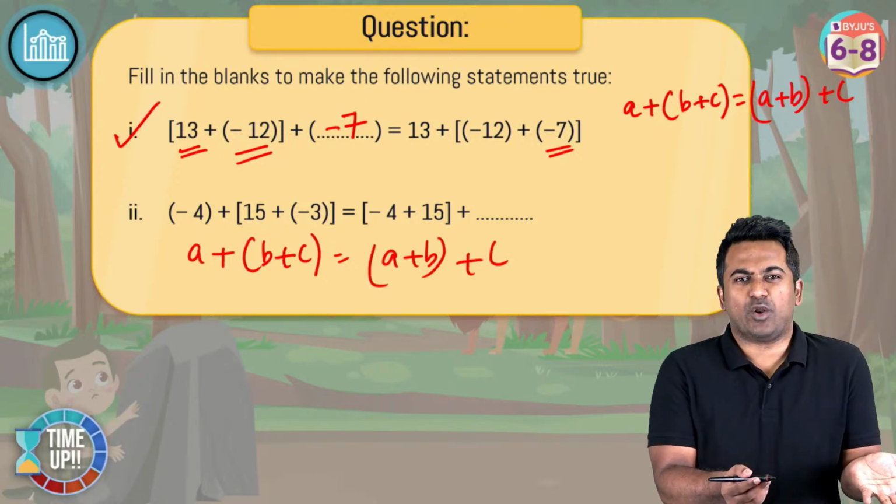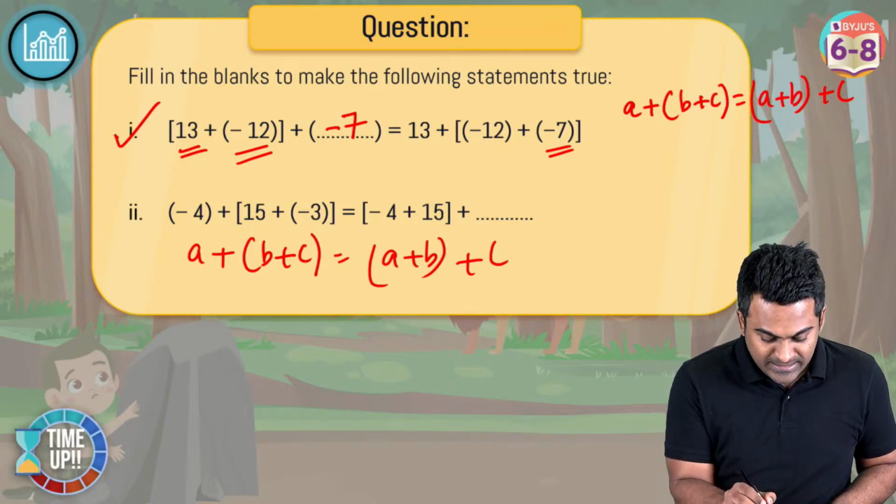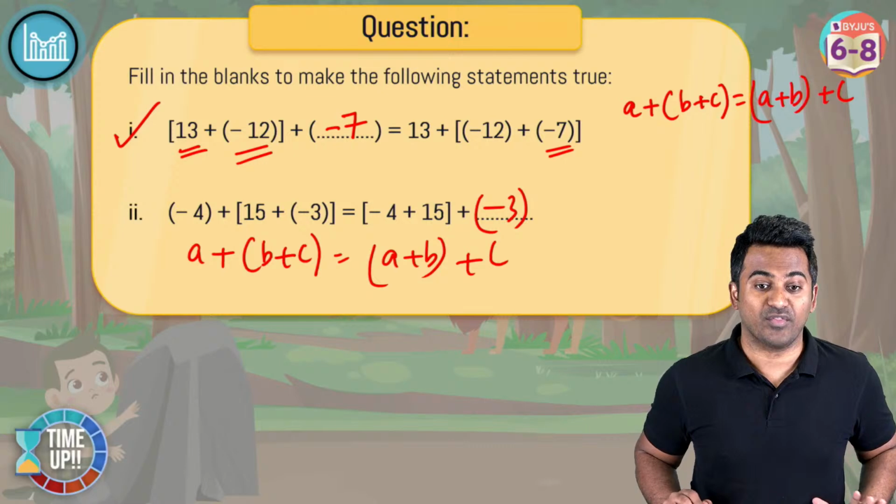So all the numbers are there on the left hand side, so you simply have to copy it there. So minus 4 plus 15, so minus 3 is left out, so that would be there. So minus 7 and minus 3 are the correct answers.